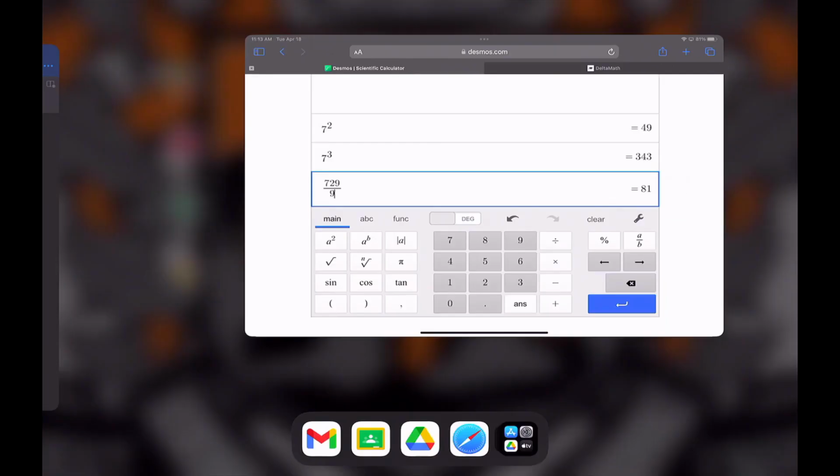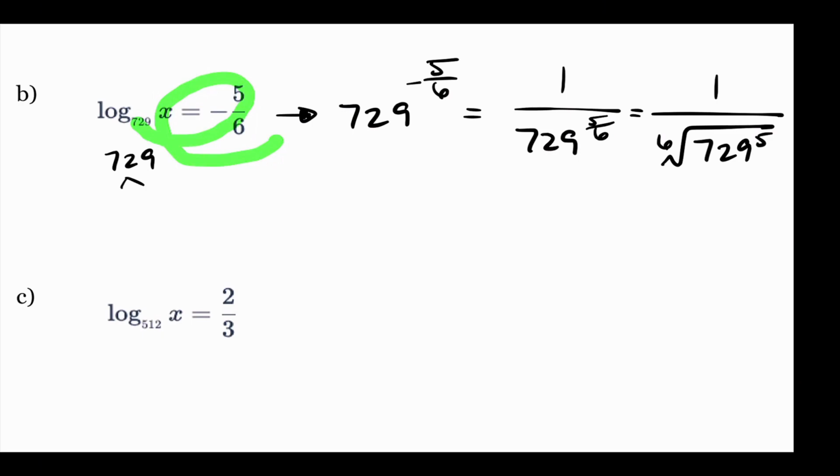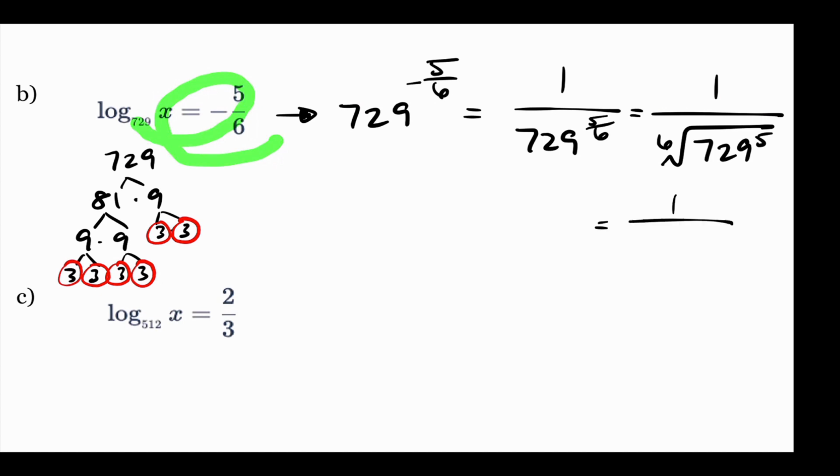81 times 9. 81 is 9 times 9. And each of those 9s is a 3. And then it's got another 9. So 729 is 3 to the 6th power. 3 to the 6th power.